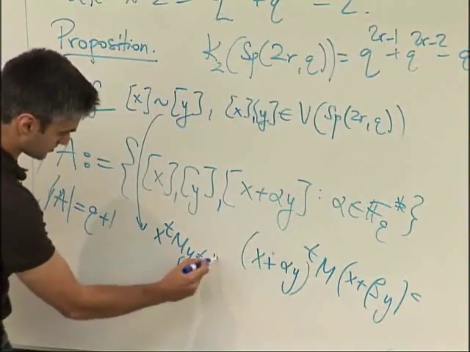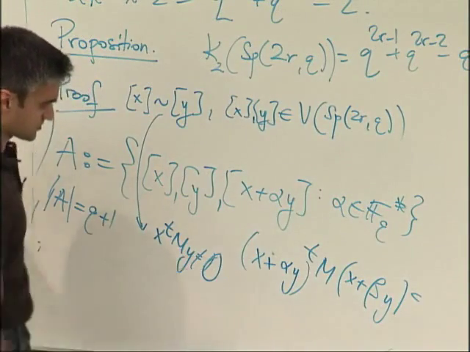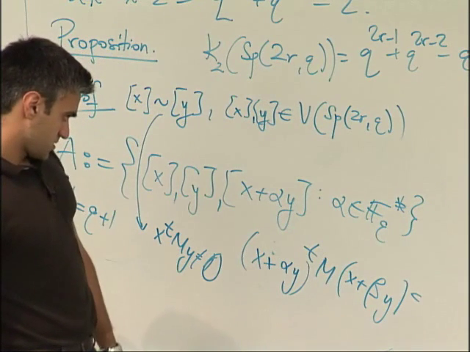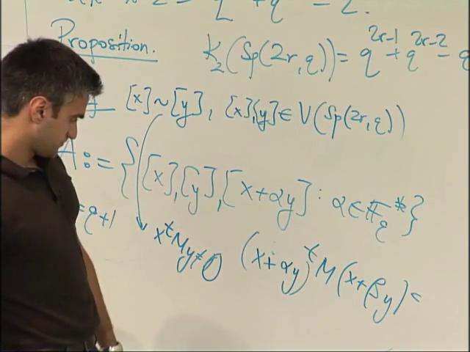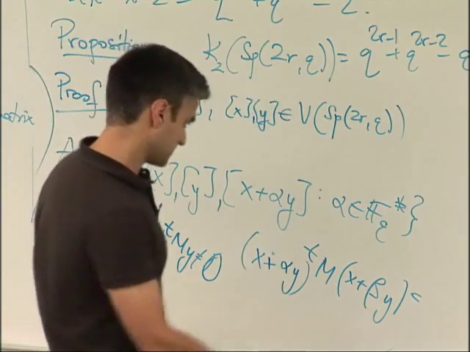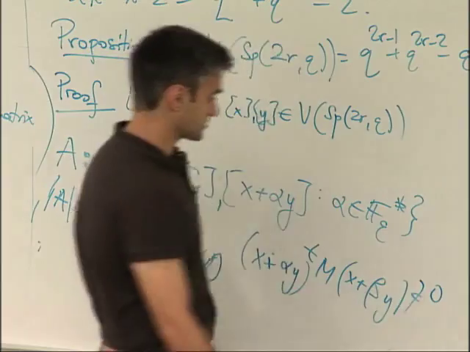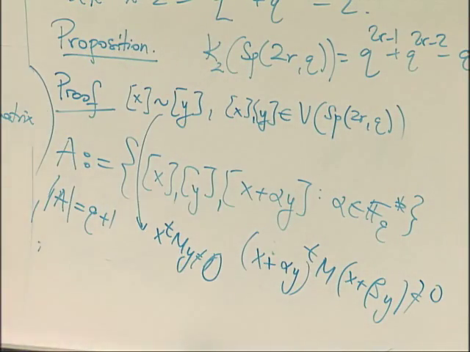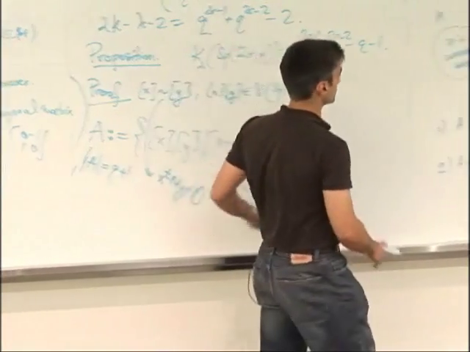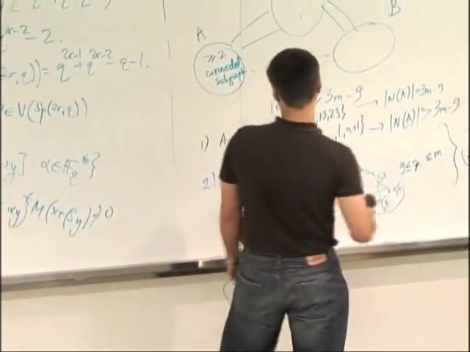So at the end, when you compute this, this is non-zero because it's adjacent. So when you do this calculation, you show it's always non-zero, so they're always adjacent. So this is a clique of size Q plus 1. In geometry, they call it a hyperbolic line.